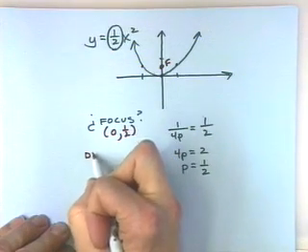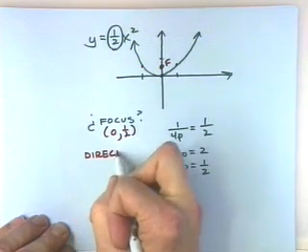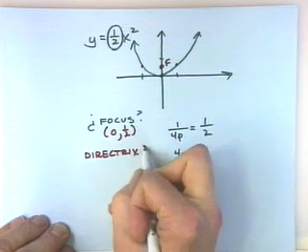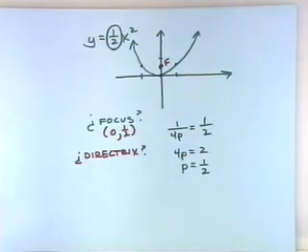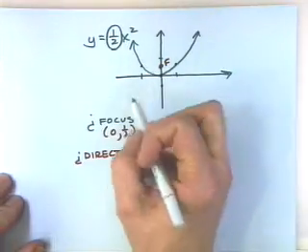And where is the directrix? It's a line, remember. What line? Y equals -1/2. Is that all right? So we come down here 1/2 of a unit.